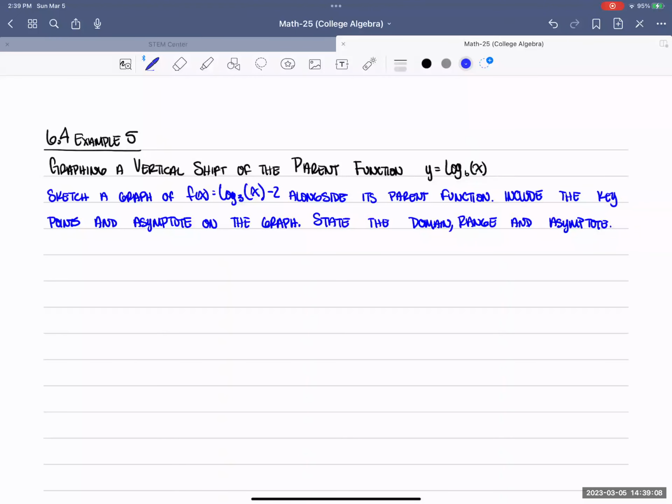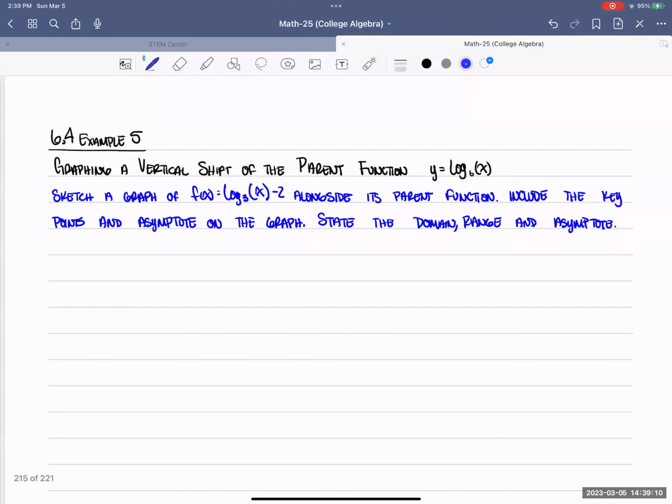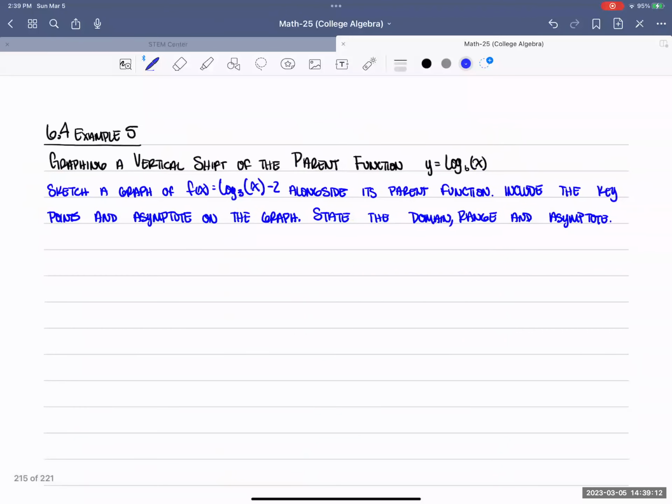Section 6.4, example 5, graphing a vertical shift of the parent function y equals log base b of x. Sketch a graph of f of x equals log base 3 of x plus 2 alongside its parent function. Include the key points and asymptote on the graph.